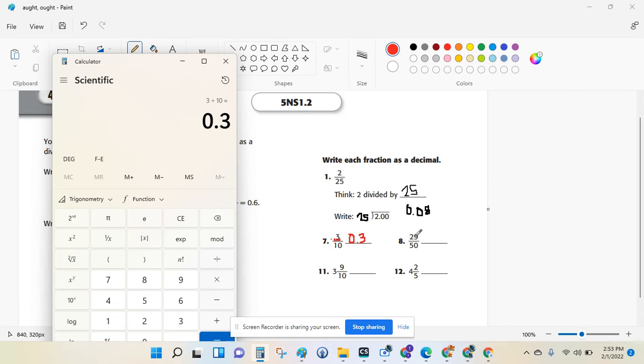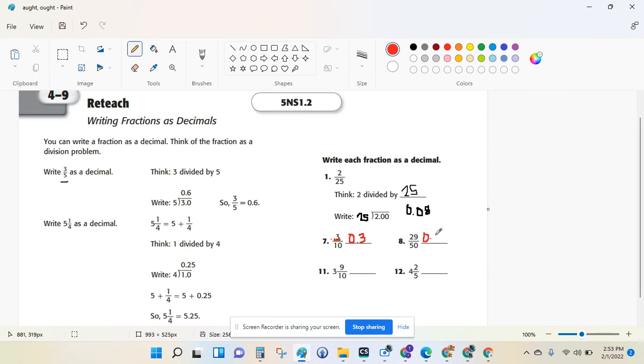Okay, then number 8 says 29 50ths. So here we would say 29 divided by 50, and it gives us 0.58, or 58 hundredths.